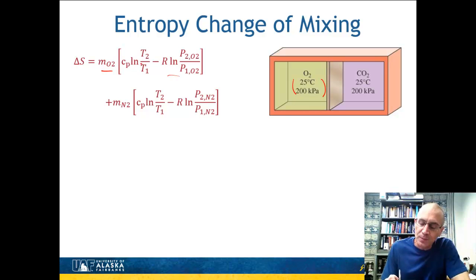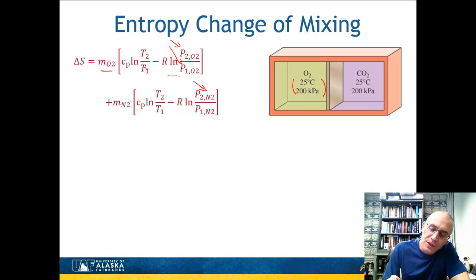The thing to note is that this is the Cp and the R of O2 in this first term, and this is P2 of oxygen. This is the final pressure, but remember these are the partial pressures: the initial partial pressure and the final partial pressure. Then I also have to account for the change in entropy of the second gas, so I have a similar term written down here, but again this is the partial pressure at the final state.